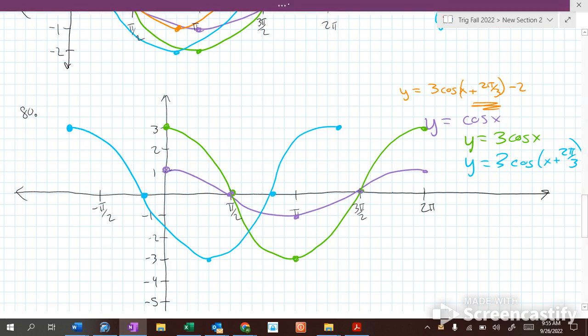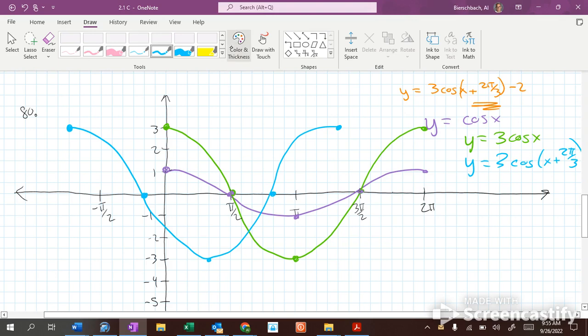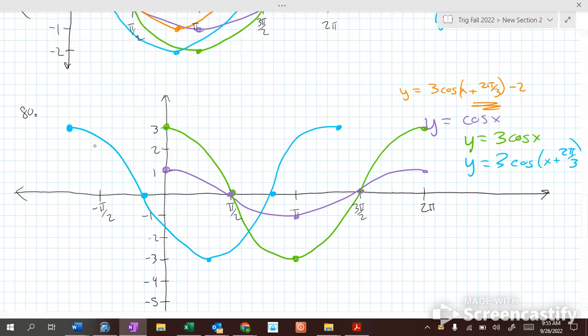And then minus 2. So 2 spaces down, 2 spaces down, 2 spaces down, 2 spaces down, 2 spaces down. There we are.